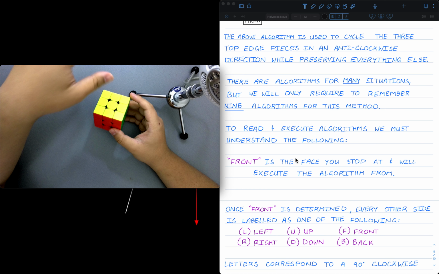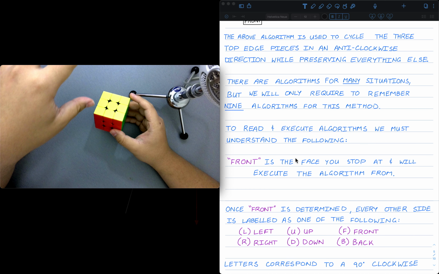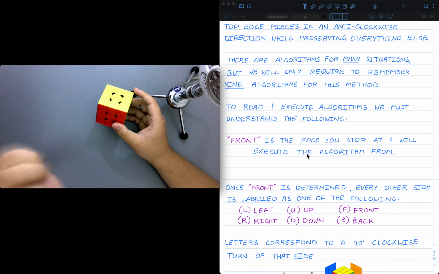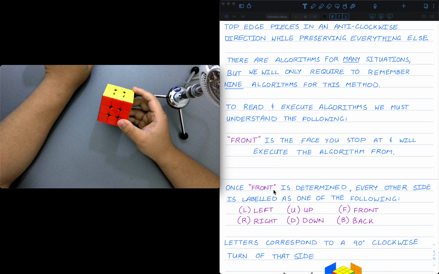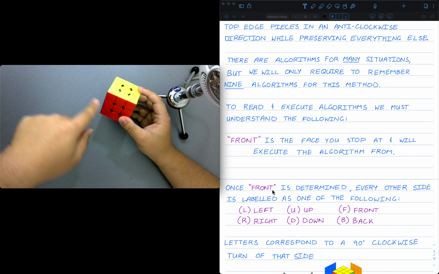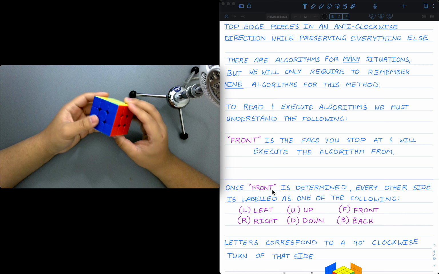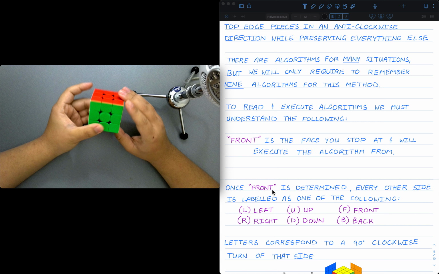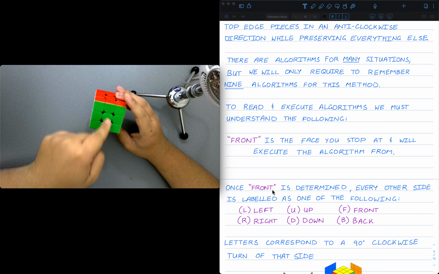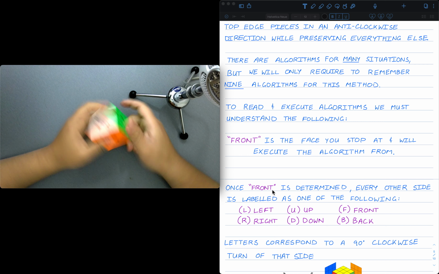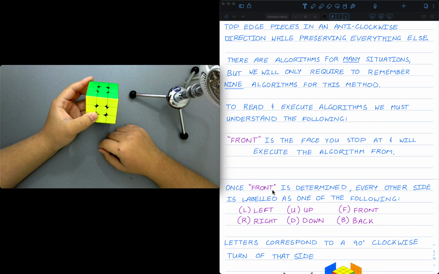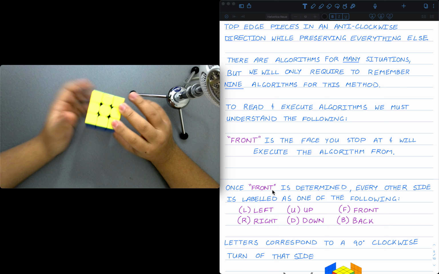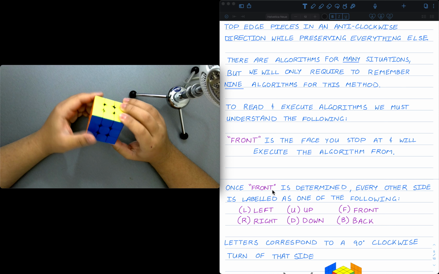So in order to be able to read and execute algorithms, we need to understand the following things. Front, or F, is the face that you stop at and will execute the algorithm from. So I can move it wherever I want. If I stop here, that's going to become F. If I move it around again, that's going to become F. So front is wherever you stop and will do the algorithm from.